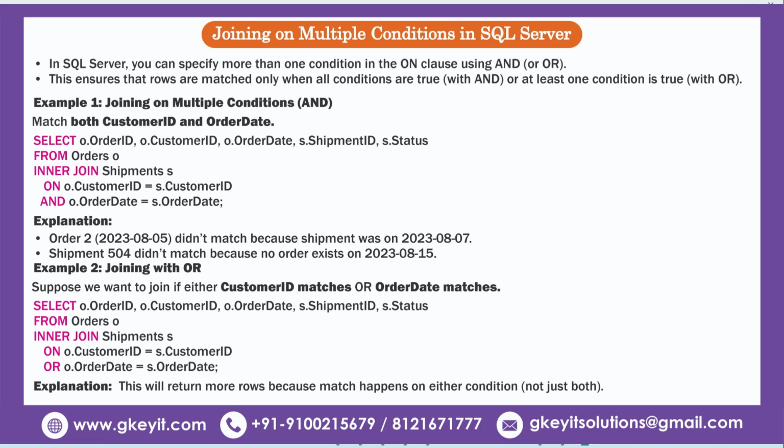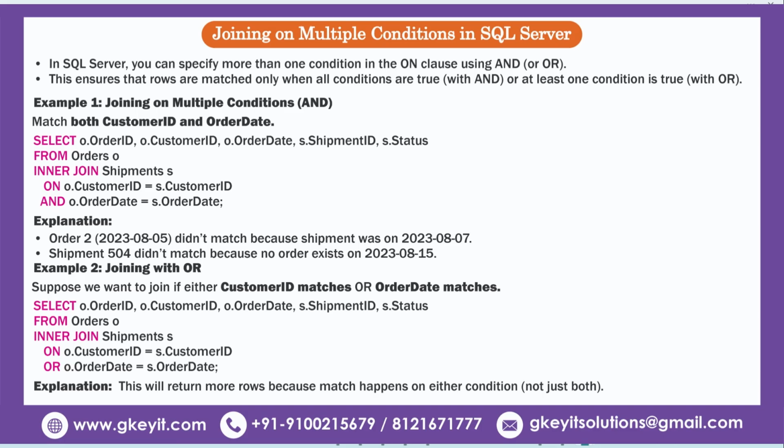In SQL Server, you can specify more than one condition in the ON clause using AND or OR. This ensures that rows are matched only when all conditions are true with AND, or at least one condition is true with OR. We'll see different examples here.